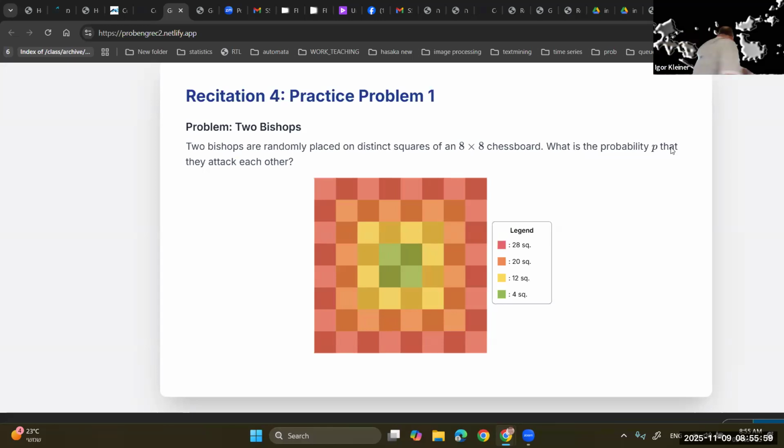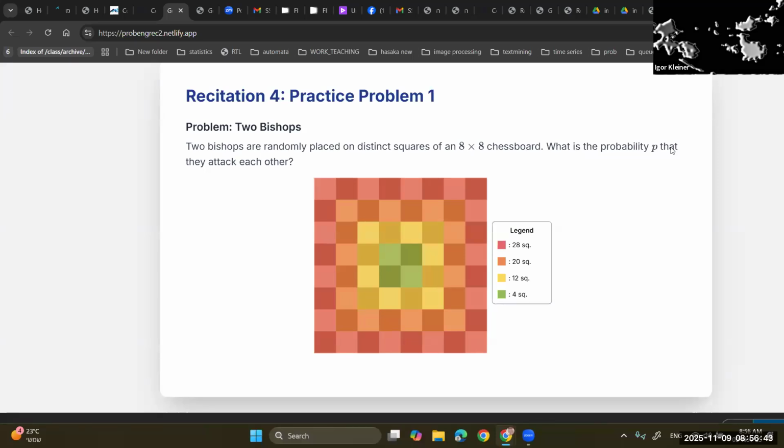So if you put the first bishop in one of these green squares, it will attack 9 squares. If you put the first bishop in one of these, it will attack 7. So this will be our partition.